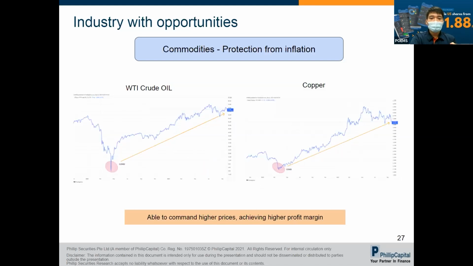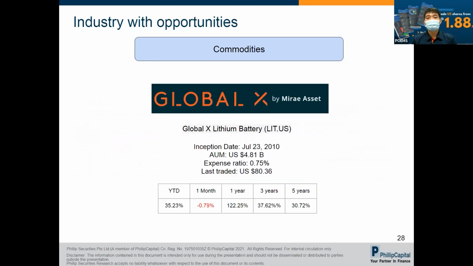Now, as to how you guys can gain exposure to commodities, I'll be introducing 3 ETFs for all of you that you can consider. One of them is the Global X Lithium Battery. As the name suggests, its main focus is on the lithium battery.